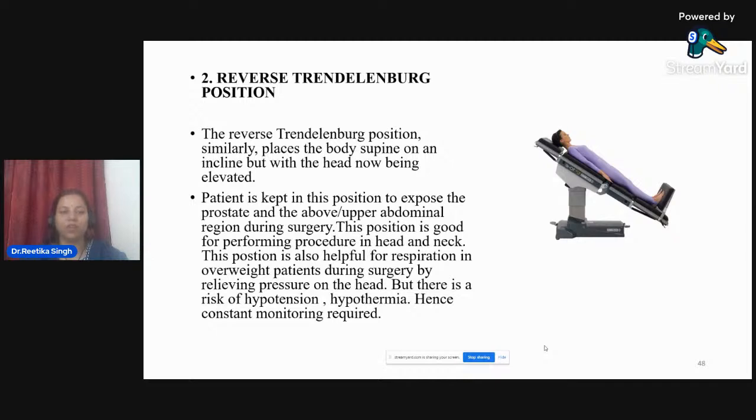Then the reverse Trendelenburg position. It is opposite to the Trendelenburg position, where the body is supine on an incline but with the head now elevated. The patient is kept in this position to expose the prostate and upper abdominal region during surgery. This position is good for performing procedures in the head and neck.